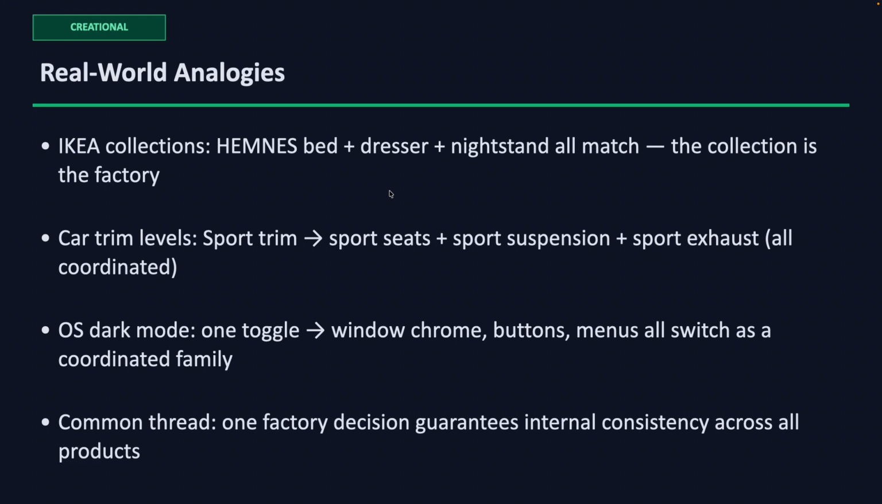The second is car trim levels. A sports trim on a BMW has coordinated parts. It has sport seats, sport suspension, sport steering wheel, sport exhaust. And the luxury trim has completely different but equally coordinated components. The trim level is the concrete factory and its parts are the products. The third one is operating system UI themes. If you switch your operating system to dark mode, everything changes at once. The window chrome, buttons, menus, scroll bars, system dialogs. That's the factory swap, driving the whole coordinated product family.